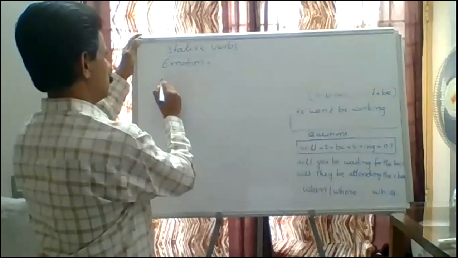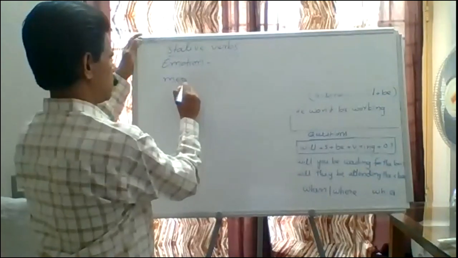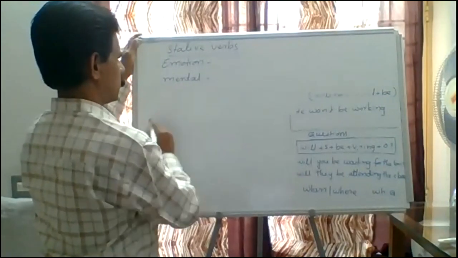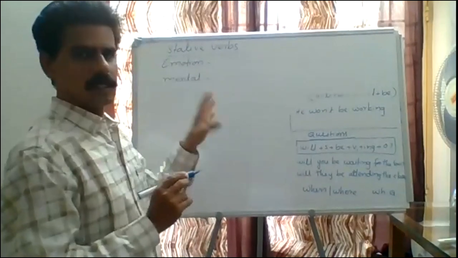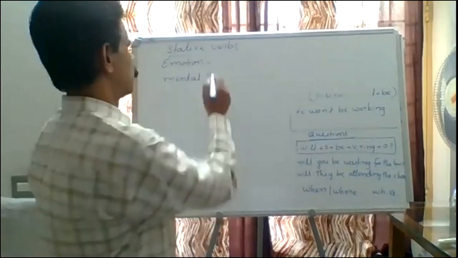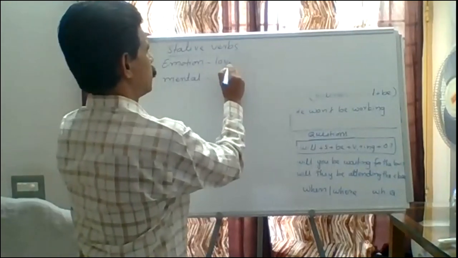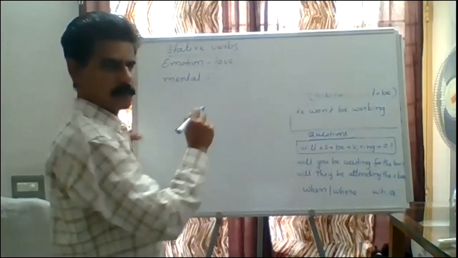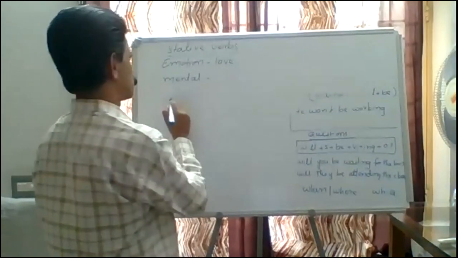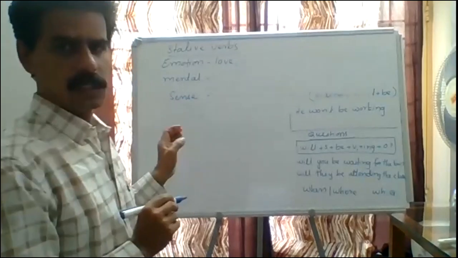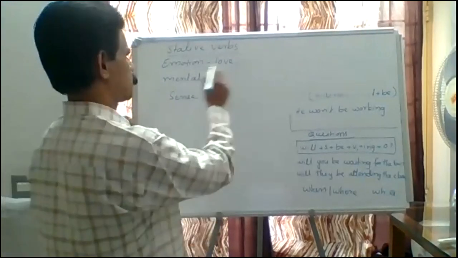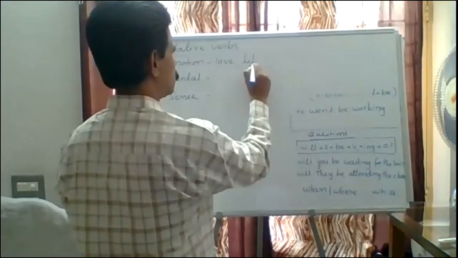Emotion and mental related verbs. Some verbs are related to our mind, and those verbs cannot be used in ing form. Verbs of emotion, for example, love is an emotion, and sense related words.